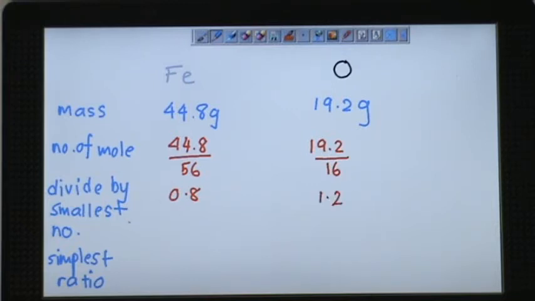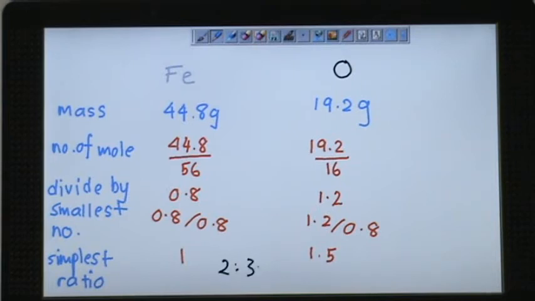So we want to divide by the smallest number. Among 0.8 and 1.2, 0.8 is smaller, so we divide the original by the smallest number, and this 1.2 divided by the smallest number, because comparing the two, 0.8 is the smallest. So doing this will give you the simplest ratio of 1, and this one is 1.5. But we do not want the ratio to be in the form of 1 to 1.5. Instead, we want it to be in the form of 2 to 3. Because 1 times 2 and 1.5 times 2, you get the ratio 2 to 3.